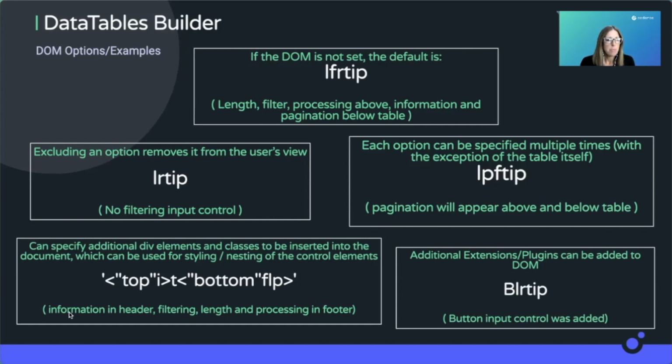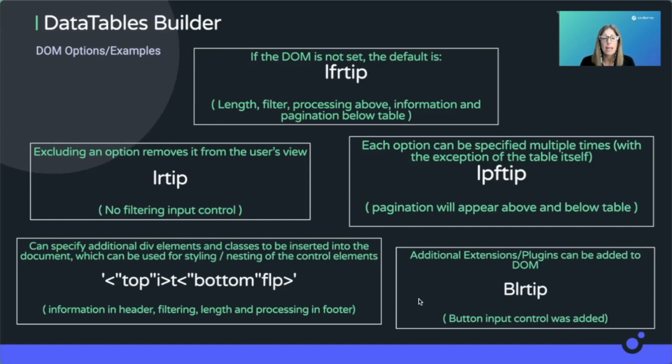But this is just an example of showing you that in a class called top, the information's in the header. Then there's the table. And in a class called bottom, we have the filtering, length, and pagination. So it's the developers setting what they want that to look like.